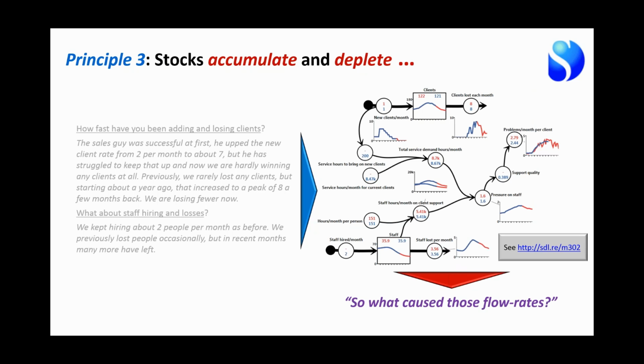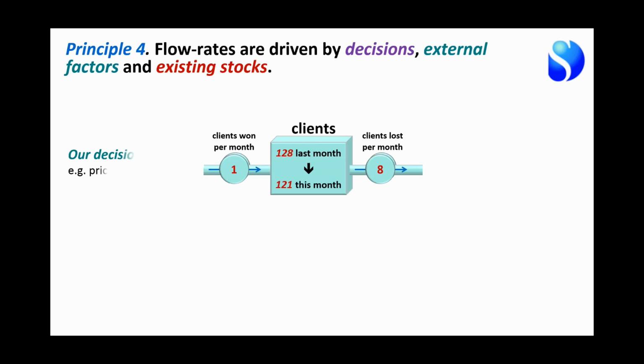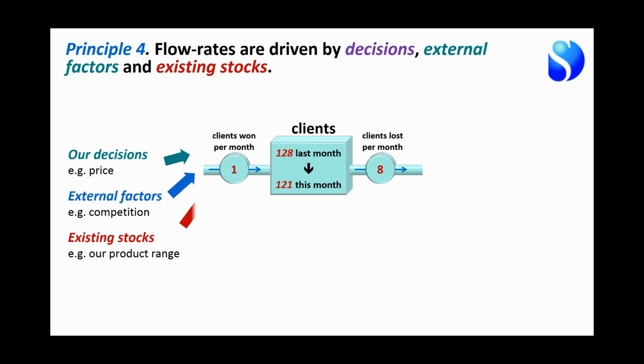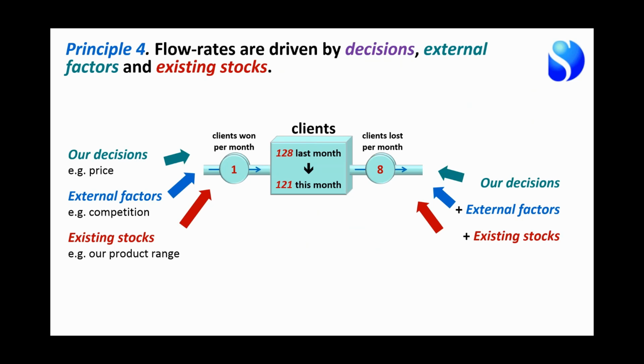So what caused those flow rates? Now this is the critical piece of it and what really connects back to the feedback view of the situation. So there are 3 classes of things that drive the flow rates. The first thing is our decisions. So prices that we choose, hiring we choose to do. External factors like competition and existing stock. In some cases it's the product range, and we'll see what this is in a moment.